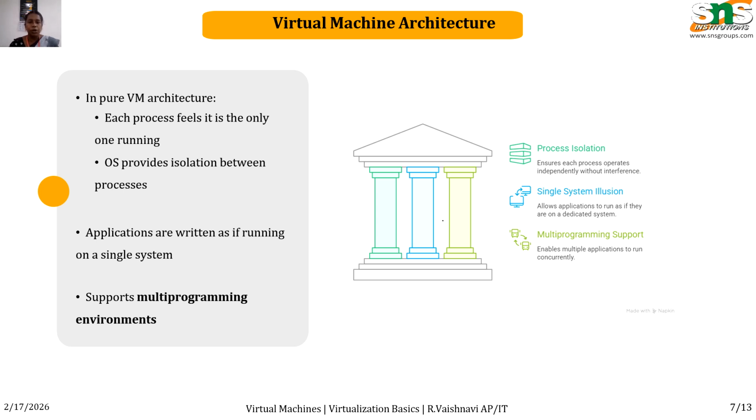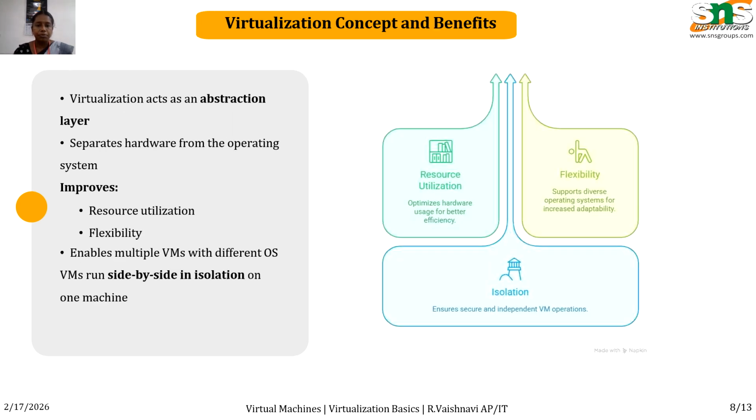In the pure virtual machine architecture, each process feels it is the only one running. So the operating system provides isolation between the processes. Applications are written as if they are running on a single system. So it supports multiple programming environments.